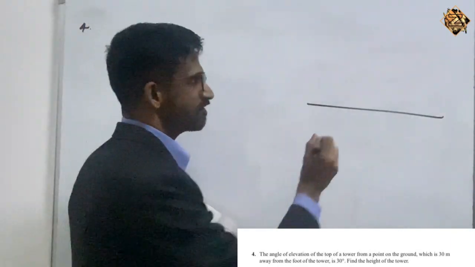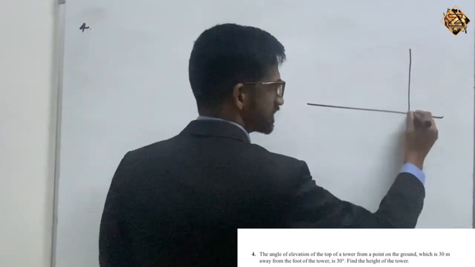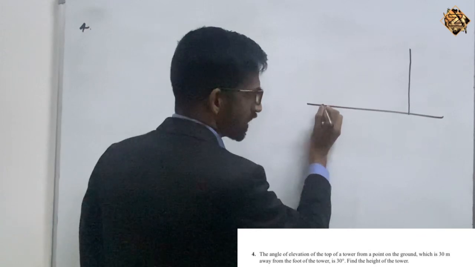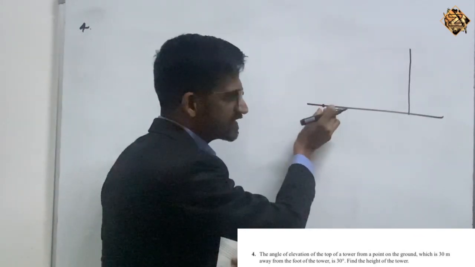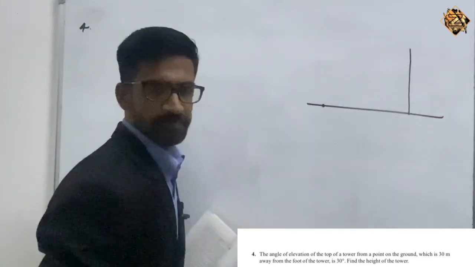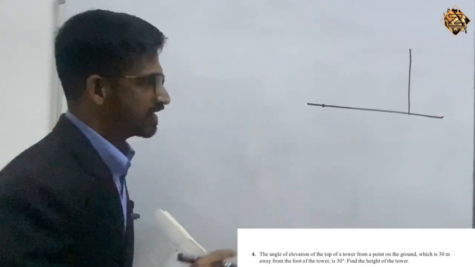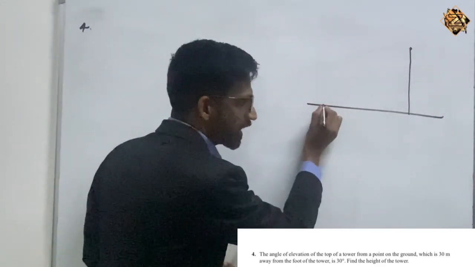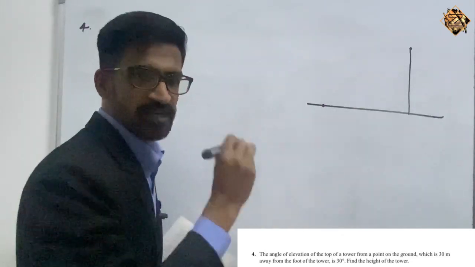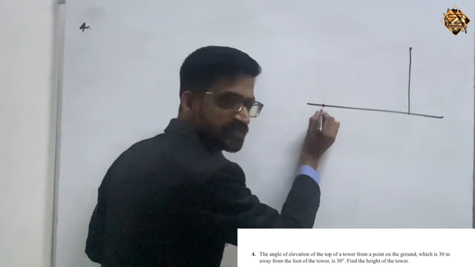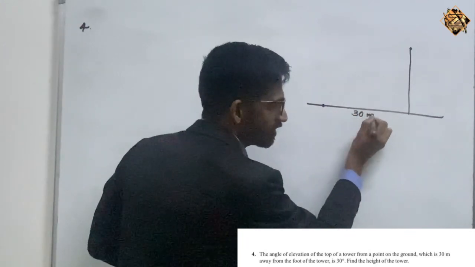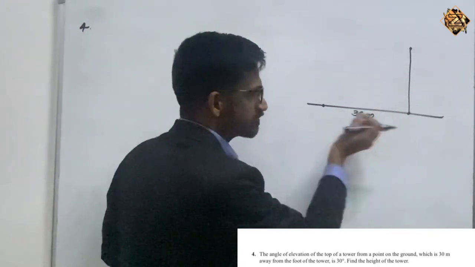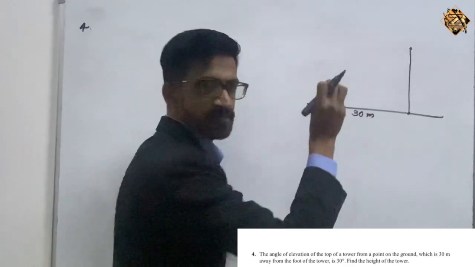The angle of elevation of top of a tower. So let's consider a tower. The angle of elevation of top of a tower from a point on the ground, which is 30 meters away from the foot of the tower. Read the sentence very clearly. We took a point on the ground, which is 30 meters away from the foot of the tower. This point is 30 meters away from the foot of the tower, which means this is the foot of the tower, isn't it? So the distance between this point and the foot of the tower is 30 meters.